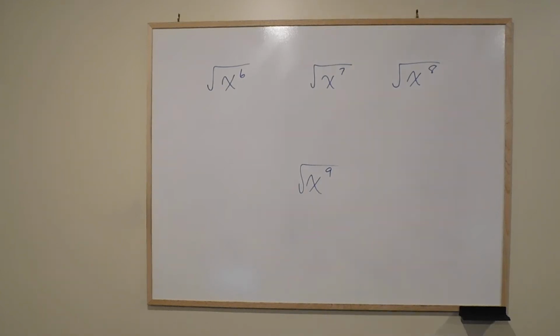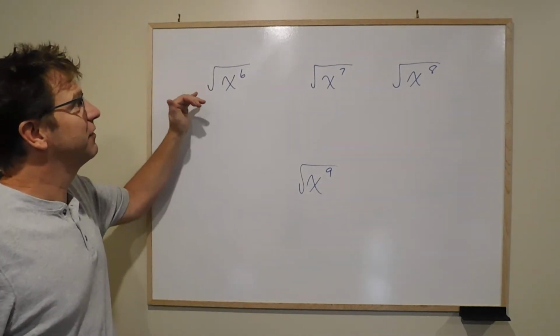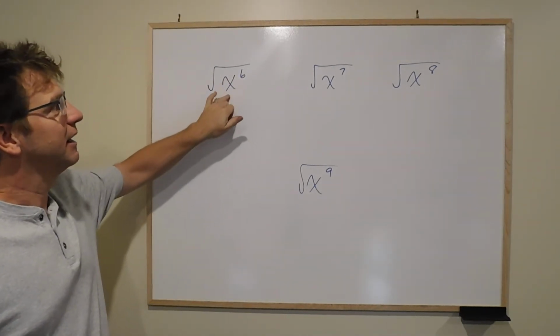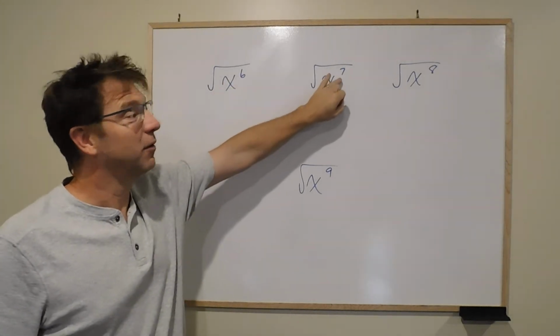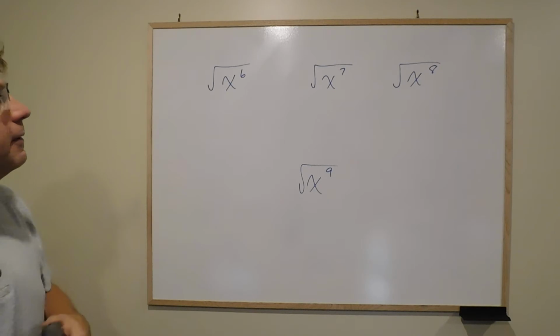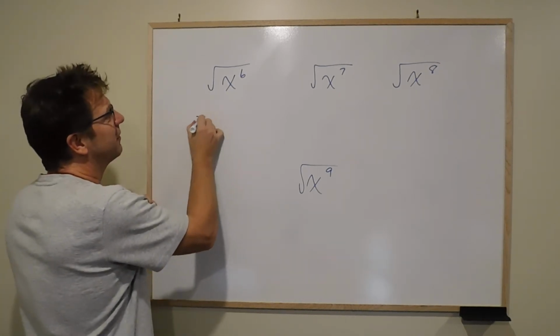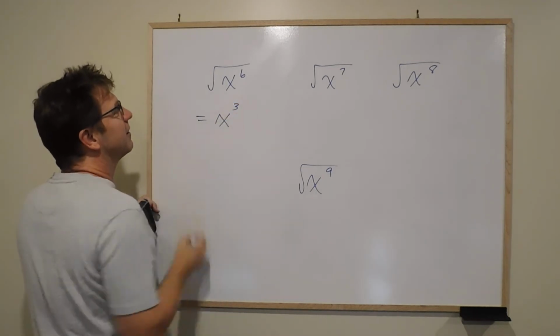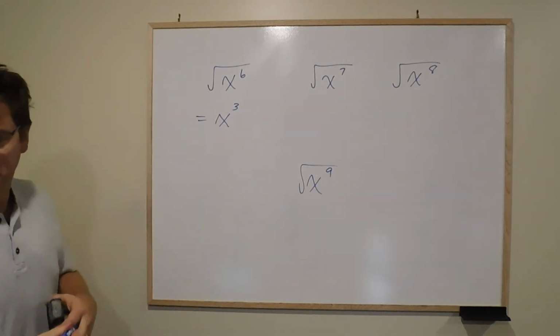What you're going to notice on this slide is again some math terminology. But what they're looking at is what happens when I have the square root of a variable with an even exponent versus the square root of a variable with an odd exponent, right? So the square root of a variable with an even exponent always works out nicely, right? Because that one's x to the 3.